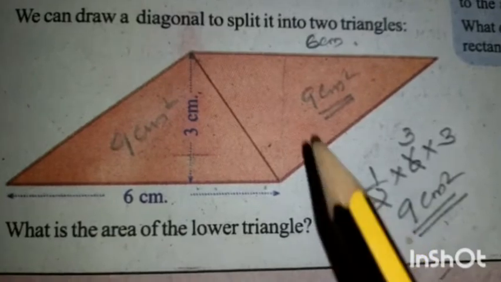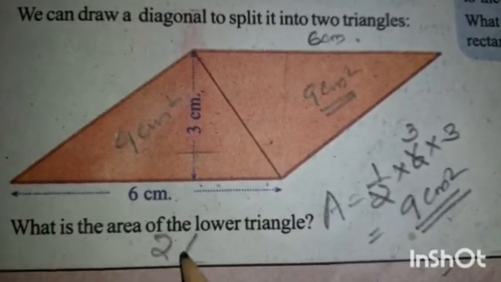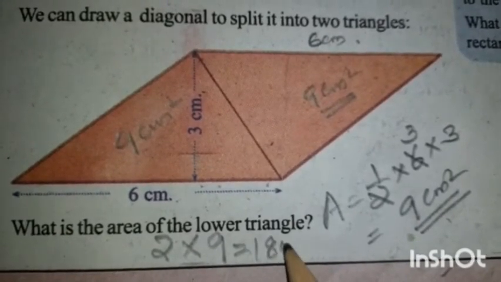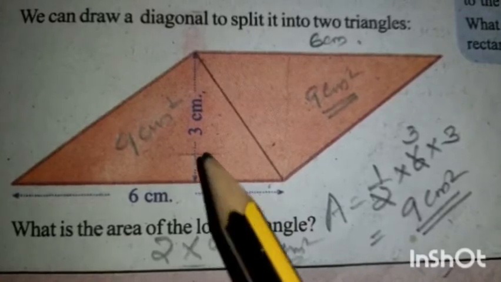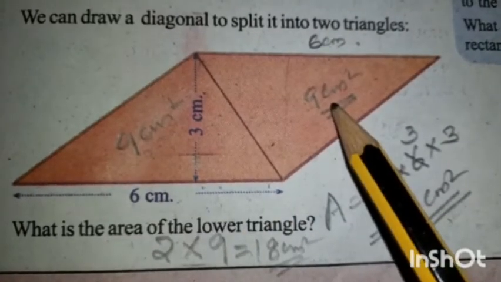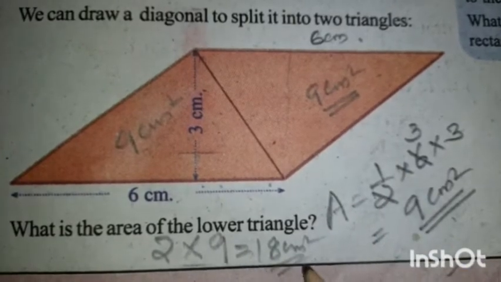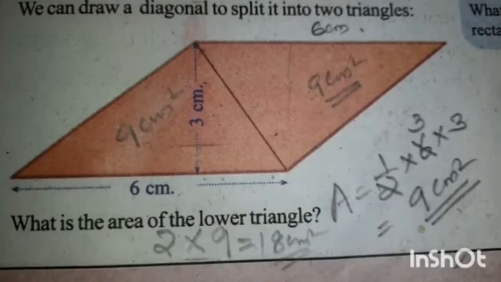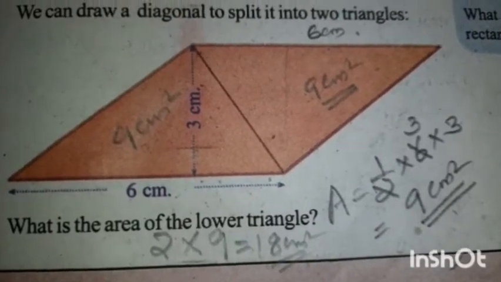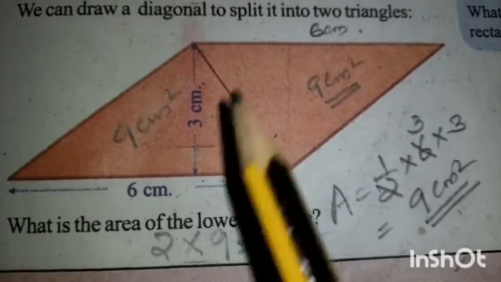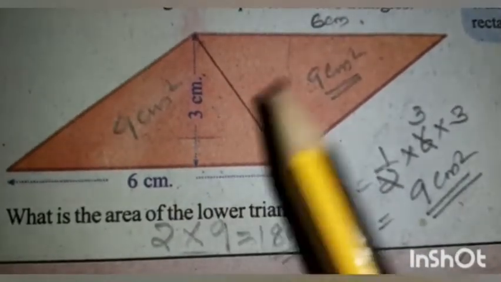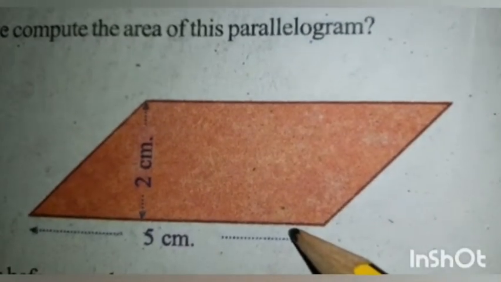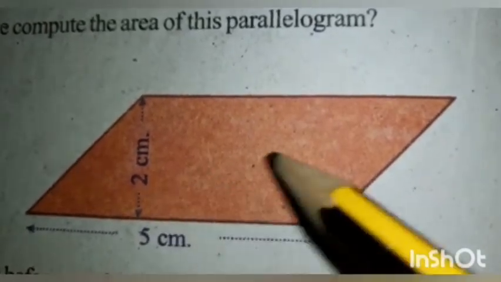Or you can say that if you take 2 times the area of triangle, you are getting the area of which one? Parallelogram. One triangle is 9 centimeter. If you add one more area of another triangle also, you will get 18 centimeter square. So by doubling the area of a triangle, you will get the area of parallelogram. Or we can split a parallelogram into 2 triangles. Compute the area of this parallelogram. First you have to draw a diagonal and split into 2 triangles.